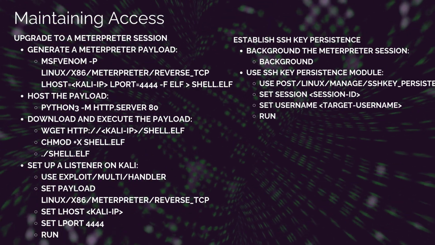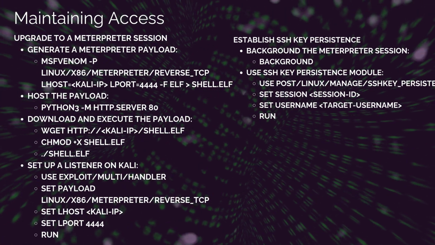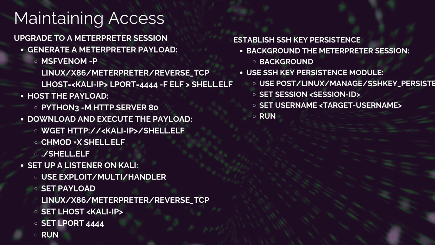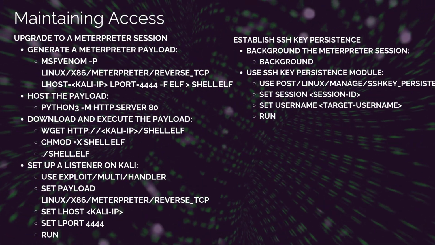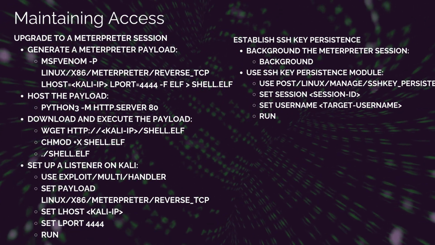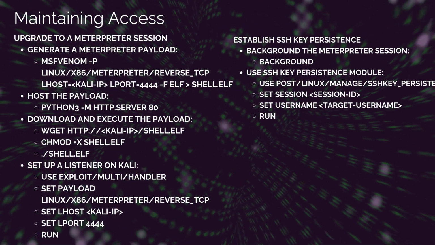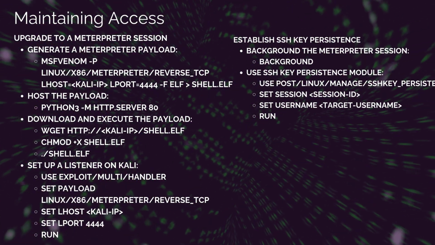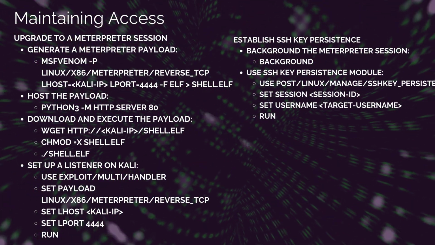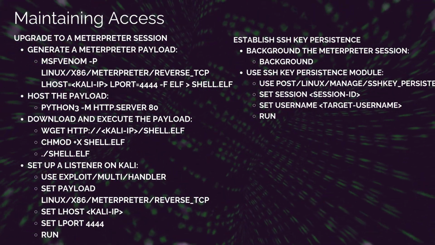So what we're going to do is generate a payload using msfvenom. And then we're going to host that payload with a quick, simple Python 3 HTTP server. And within that shell, we're going to download that payload. We're going to change permissions so we can execute it. And then we're going to run it as root. And then set up our multi-handler to get our reverse TCP connection.